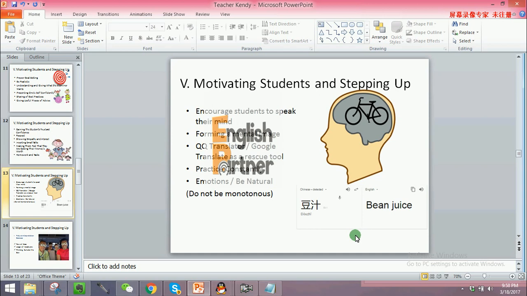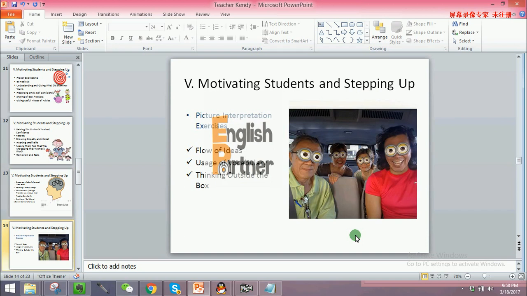Okay. And this is an interesting picture. Or an interesting slide. And it's one other way for me to let my students speak and let their ideas flow through picture interpretation exercises. Here, a student can think of and talk about as much vocabulary, words, and expressions that he can relate to the picture. And I also teach them how to think outside the box.